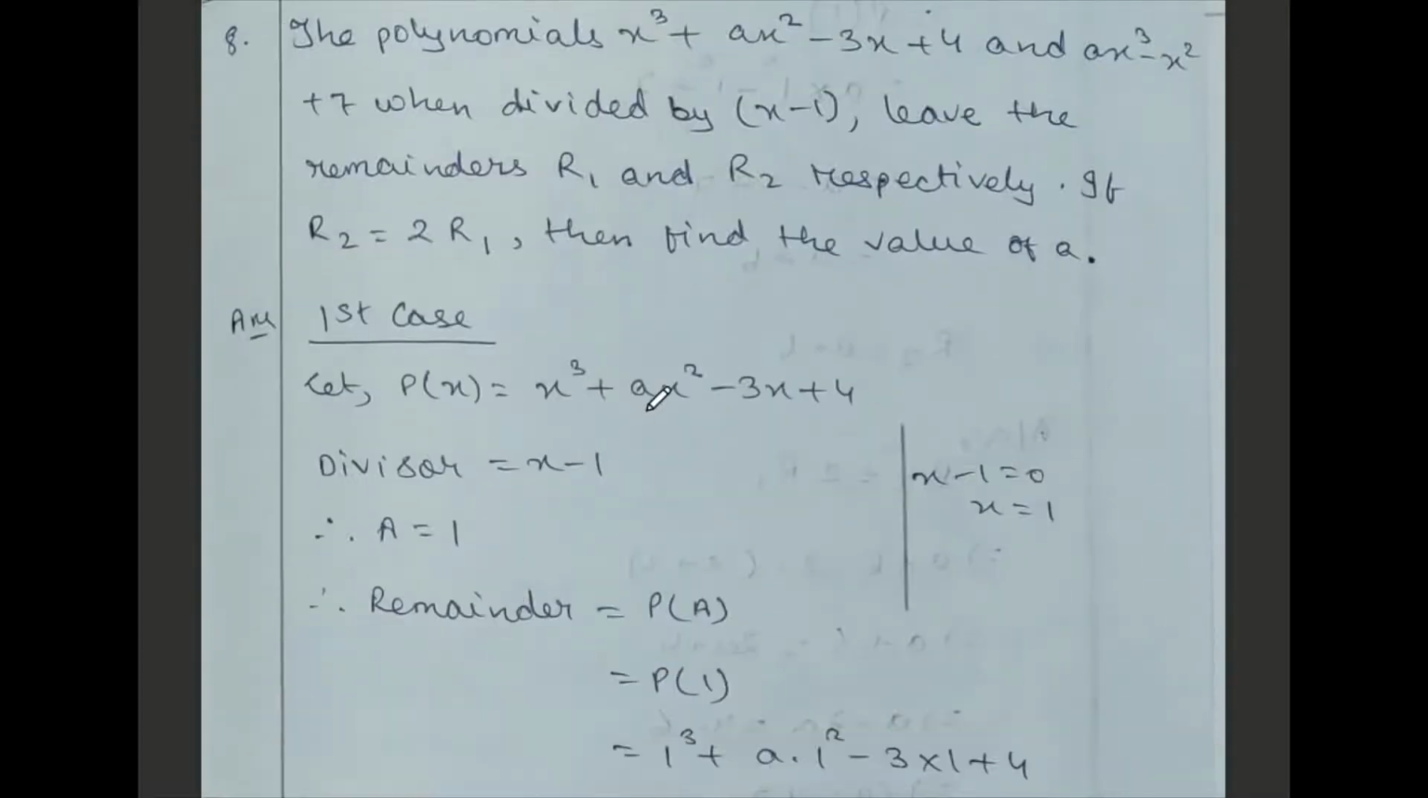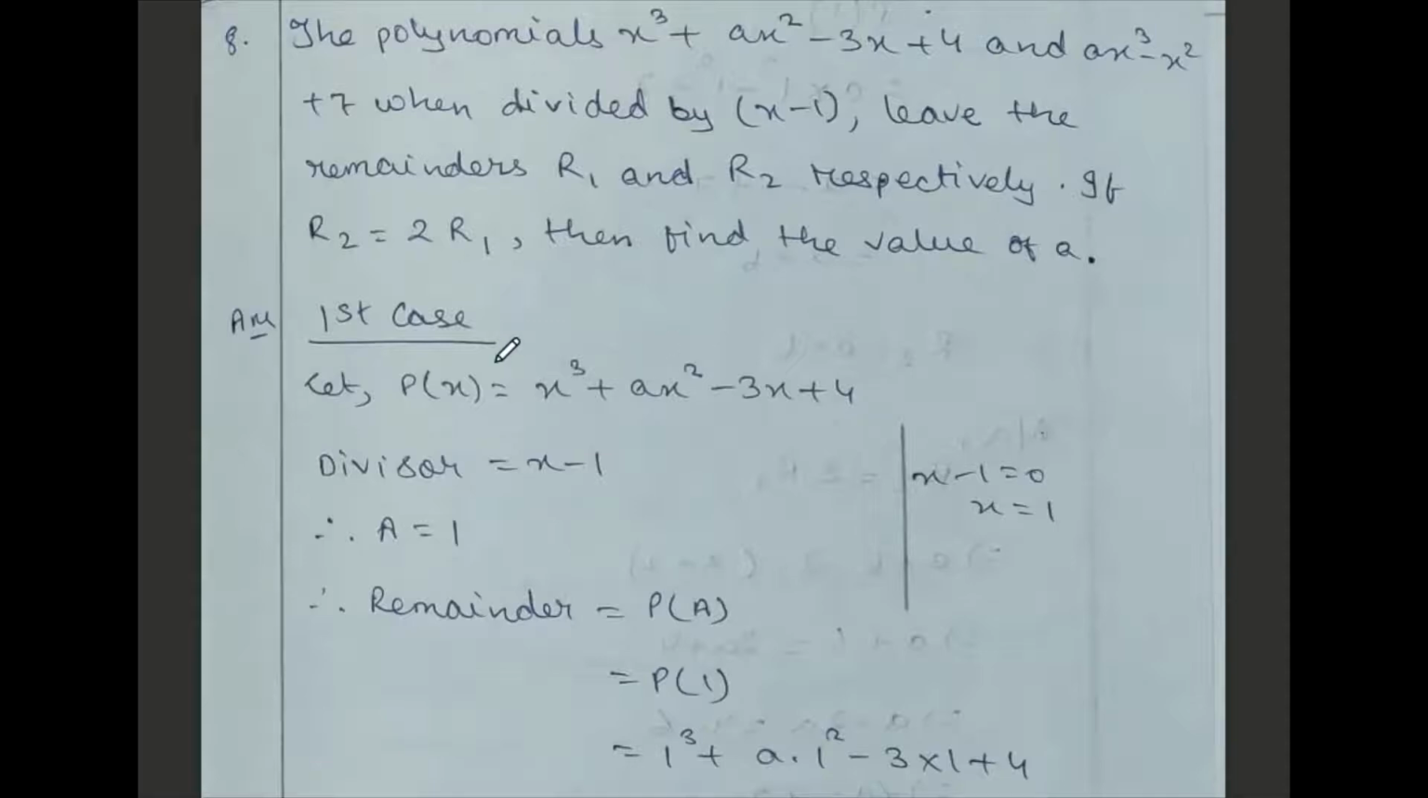Now next question, question number 8. The polynomials x cube plus ax square minus 3x plus 4 and the second polynomial ax cube minus x square plus 7, when divided by x minus 1, leave the remainders R1 and R2. This is the first polynomial. In the first case they are telling us to denote the remainder by R1, and for the second polynomial the remainder by R2. And one condition is given here, R2 is equal to 2R1. Then find the value for a.